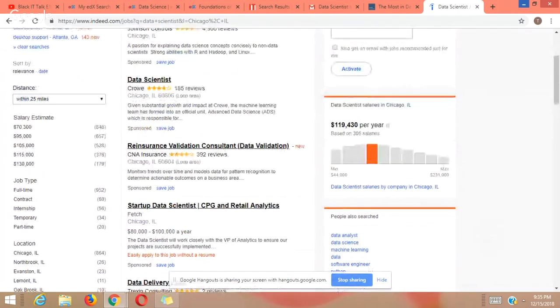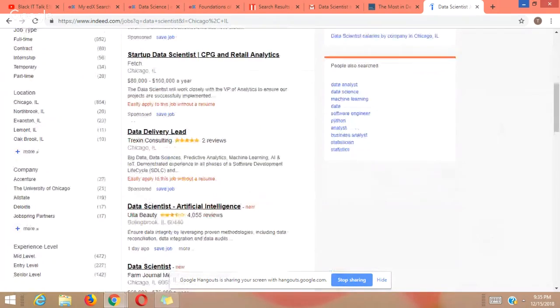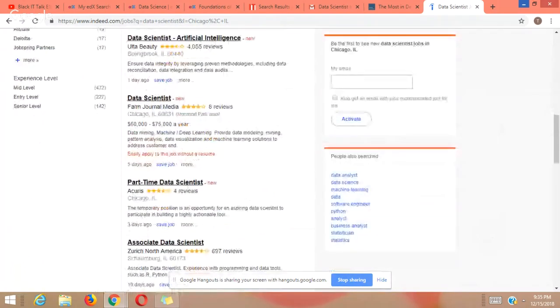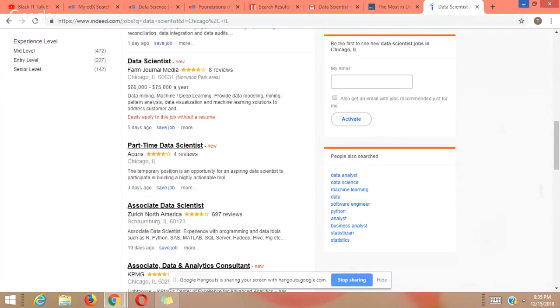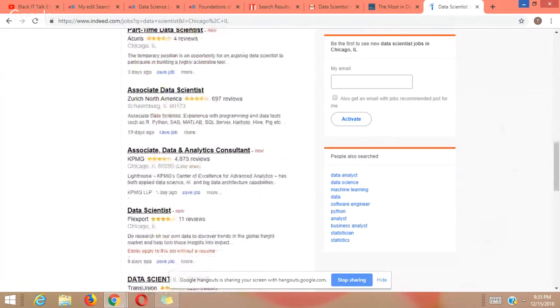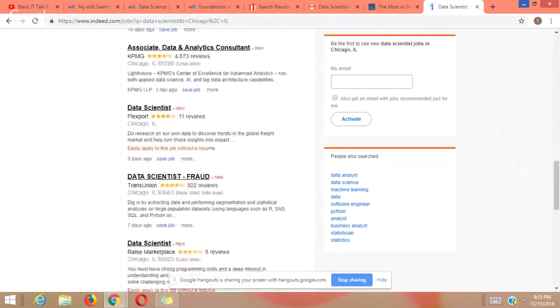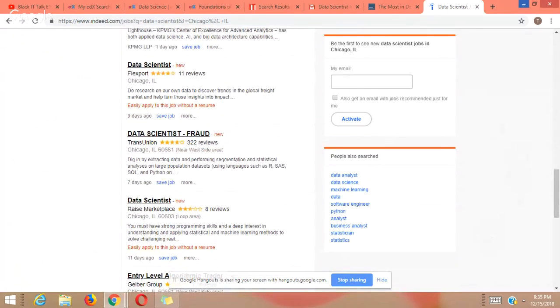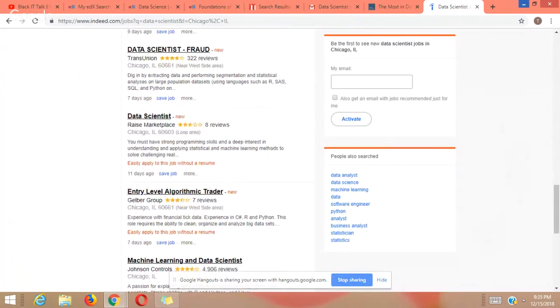You see right here, startup data scientist, $80,000 to $100,000 in Chicago. Data scientists in Chicago, $60 to $75,000. Part-time data scientists, associate data scientists. They can't fill enough of these jobs because there's just not enough people out here. And we had this talk this week at Black Tech Fest that this is where Black people should be at.